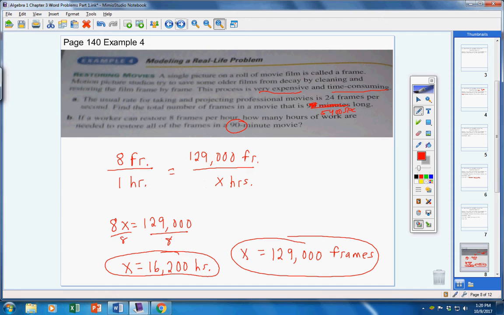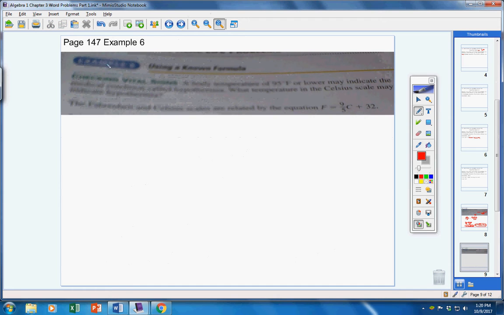Okay, moving on to the next problem in your notes. Please copy down page 147, number 6, and let's take a look at this problem.